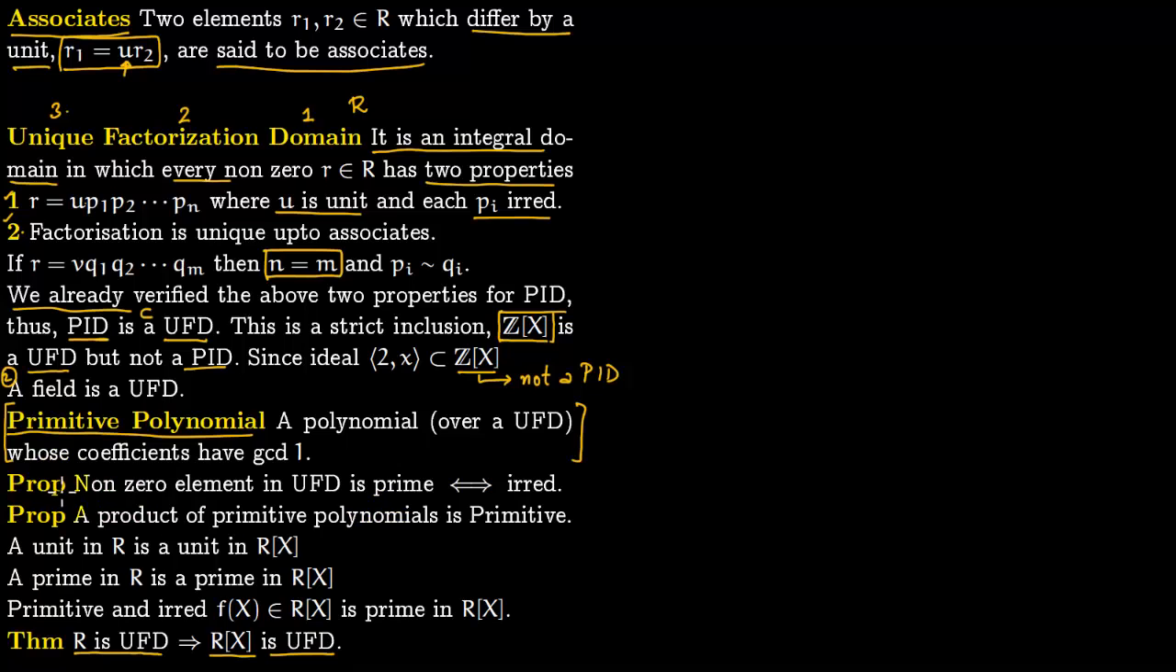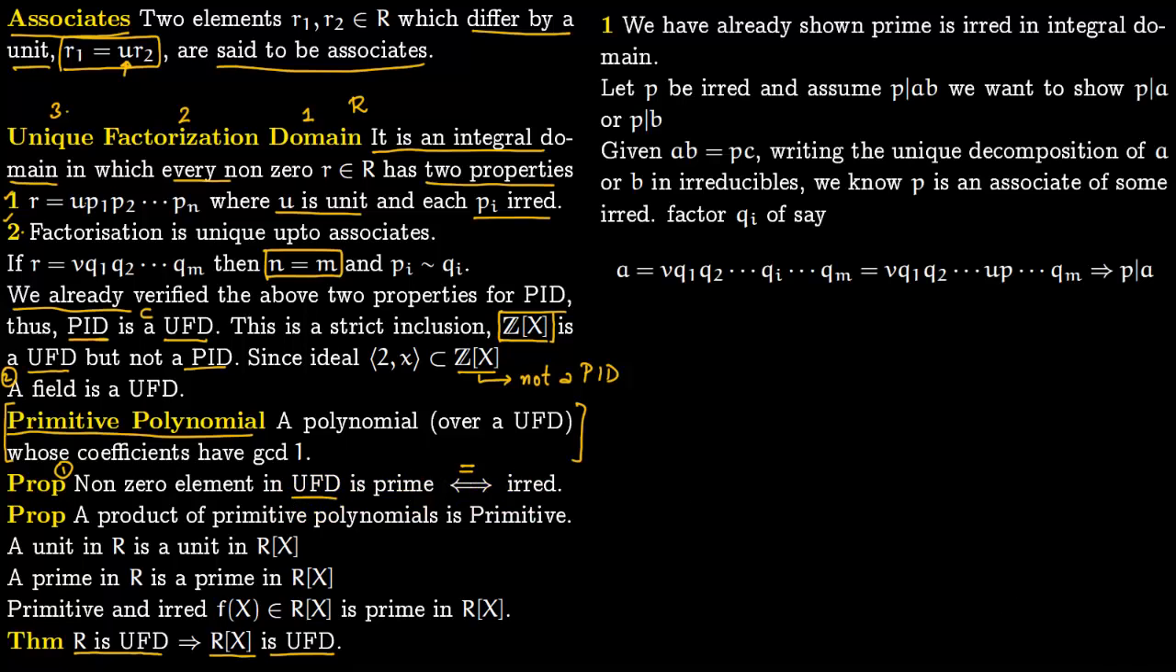So let us first prove this result, this proposition. A non-zero element in a unique factorization domain is prime if and only if it is irreducible. So primes and irreducibles are the same in a unique factorization domain. In the lecture on PIDs, we showed that a prime is irreducible in an integral domain. By definition, a unique factorization domain is an integral domain. So therefore prime implies irreducible in a unique factorization domain. Now we have to do the other direction.